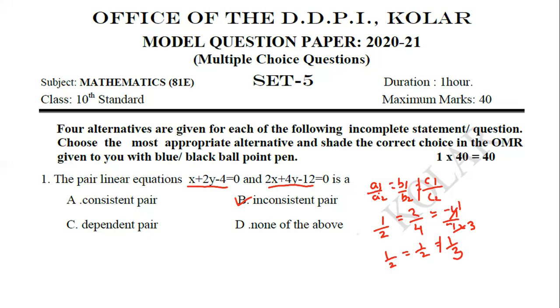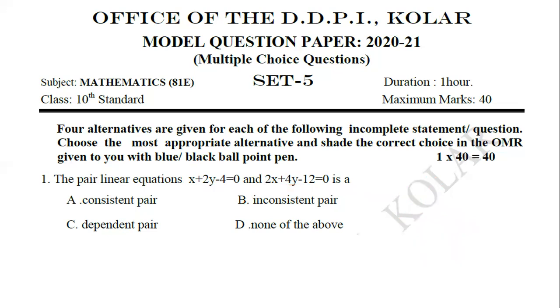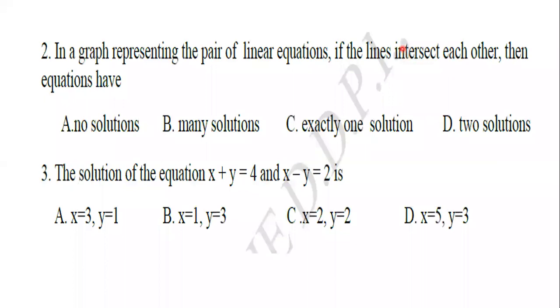Next, second question: in a graph, for a pair of linear equations, if the lines intersect each other, then the equation is dash. This is the first line and this is another line. So your lines are intersecting. How many solutions are there? Only one solution, exactly one solution. Option C is correct.